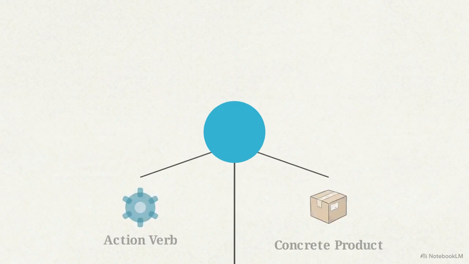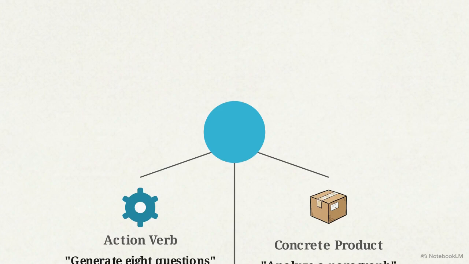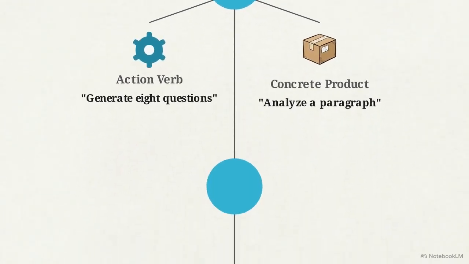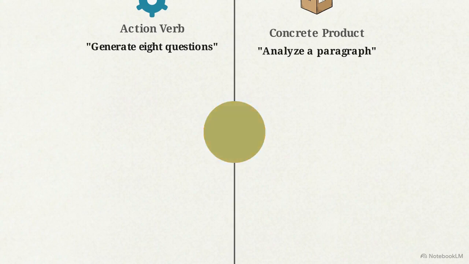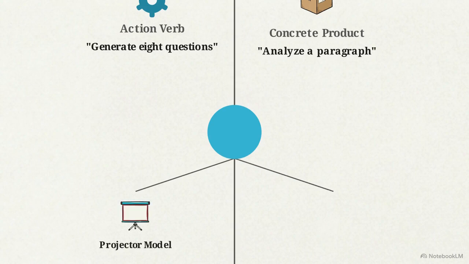You must pair a precise verb with a concrete product. You write "generate 8 questions" or "analyze a paragraph." Moving to the P node, purpose defines your strict use case. This tells the AI why you need the product. You explain if the output is for a projector model, a small group research task, or a 5-minute student conference.